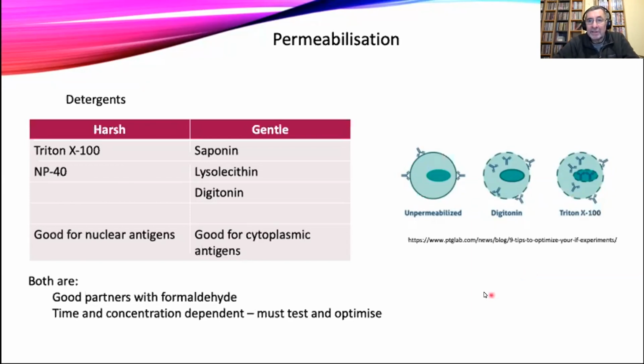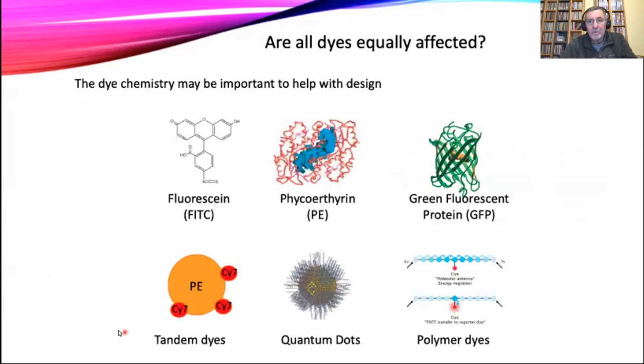But we have to be a little bit careful again, because we might have to spend a bit of time optimizing both the time of fixation and permeabilization, and the concentrations that we use. So again, this is why a complex experiment can take quite a long time to work up. There may be some variables that we have to work out before we get there. And the reason I'm saying all this is because not all fluorochromes are equal either, and our fluorochromes can potentially be affected by what we do to our cells.